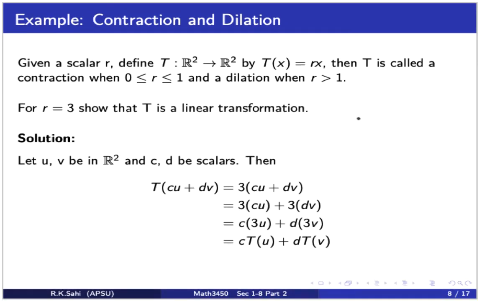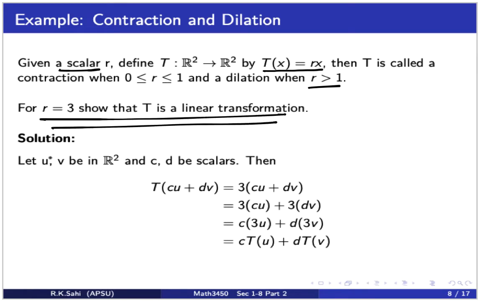We're going to prove that it's a linear transformation here, by the way. Given a scalar r, we define a transformation T from R squared to R squared, where every element x, when T acts on it, is scaled by r times x. Then T is called a contraction when r lies between 0 and 1, and a dilation when r is strictly greater than 1. In other words, it's going to contract the vector x, or it will dilate the vector x. Now for r equals 3, we would like to show that T is a linear transformation.